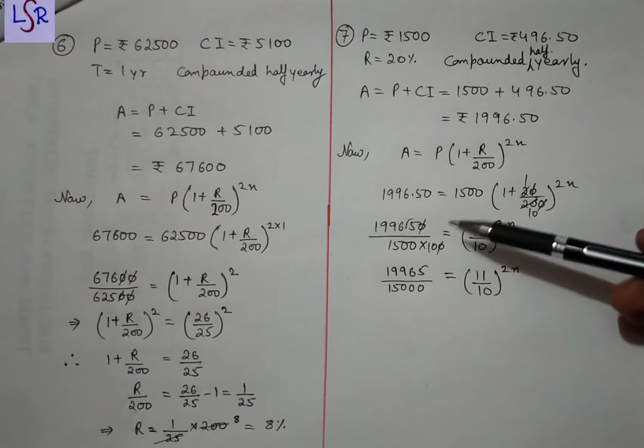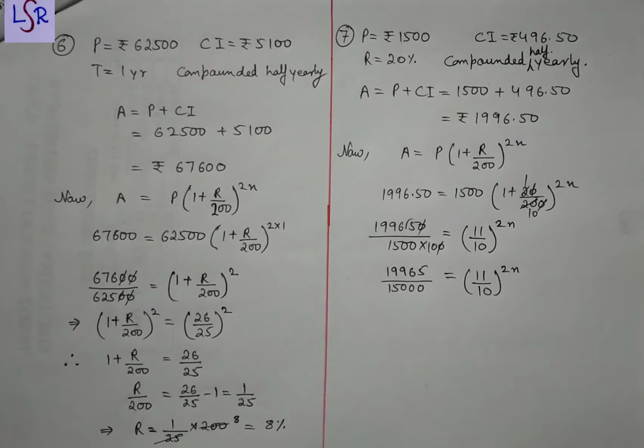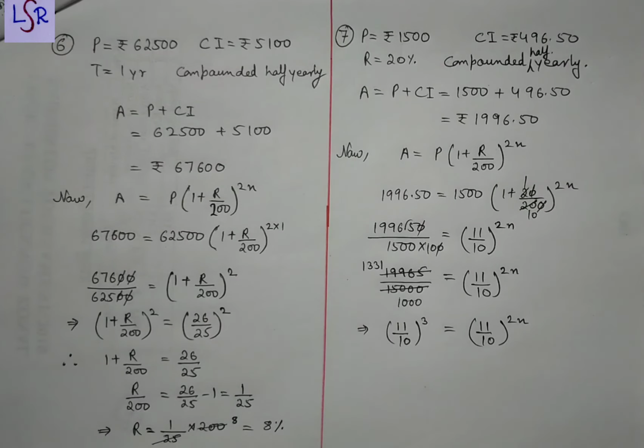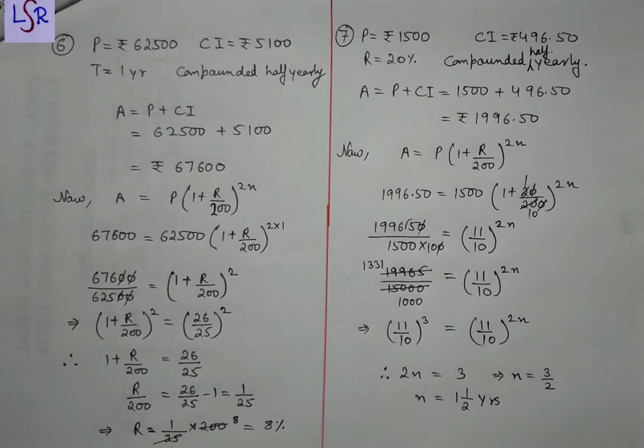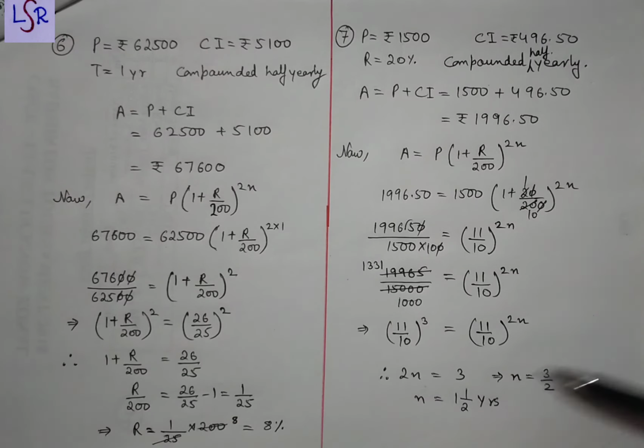Now this can be further solved by 15, and here we can see the bases are the same, therefore the powers will also be the same. Here we get 2n = 3, that is n = 3/2, and we can write this as 1 and a half years. Now let's see question number 9.